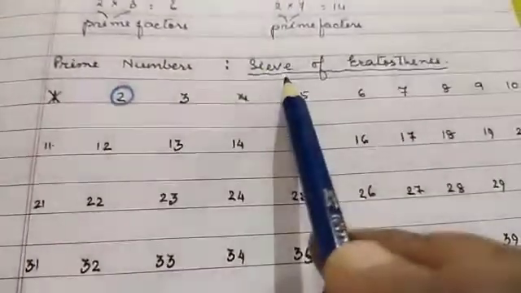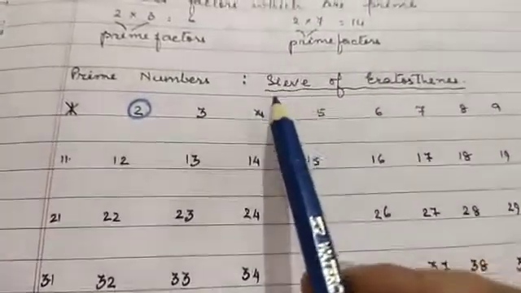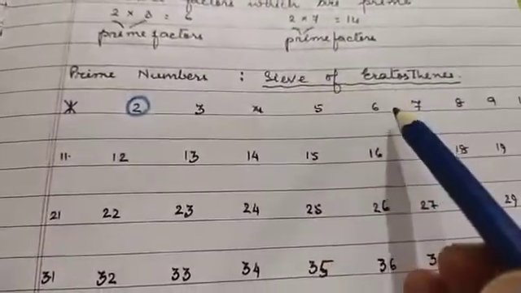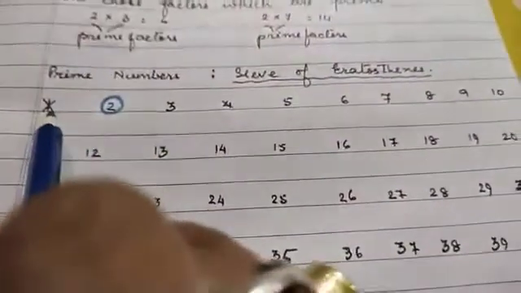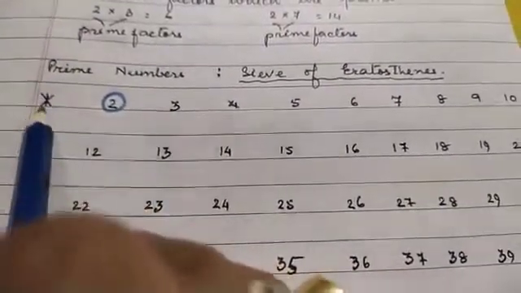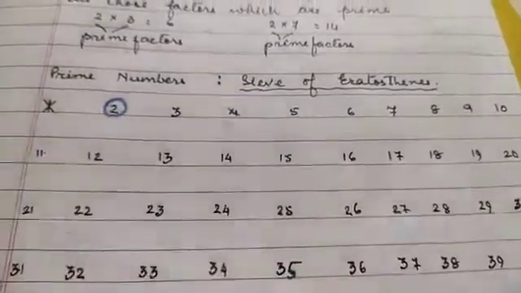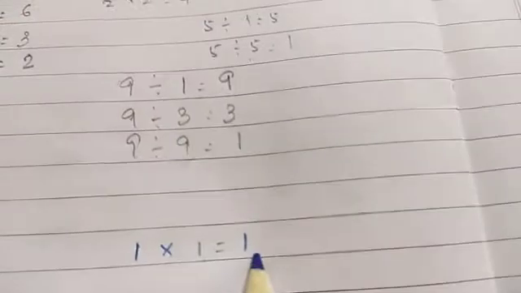Here we are going to find out more prime numbers with the help of this method known as sieve of Eratosthenes. In this, I have written numbers from 1 to 100. Now I am going to cancel out 1 because 1 is neither prime nor composite. Why is 1 neither prime nor composite? Because 1 can be written as 1 into 1 is equal to 1. Does it have another factor? No, it has only one factor, that is 1. So 1 is neither prime nor composite.